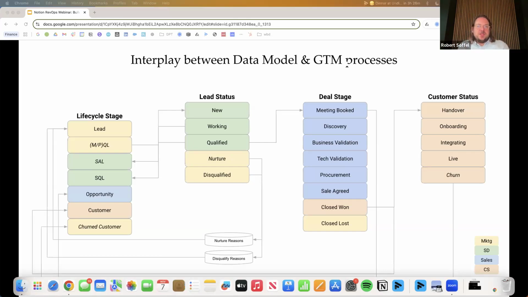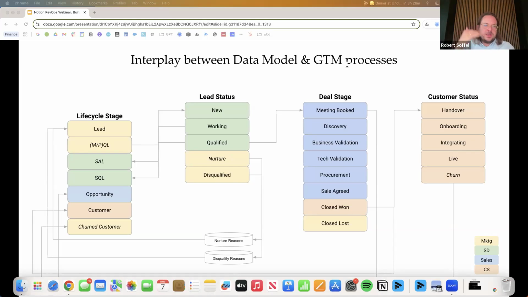Each function lives within their respective areas. You've got SDRs, for example, in the lead qualification. You've got sales in the deal stages, the sales process, and you've got CS living in the customer status side of things. But the takeaway here is that all of these things are intertwined, number one, and they all roll up into the lifecycle stage, right? So this is why it's so important to methodically go through and map out the lifecycle stage, map out your data model, understand, for example, on the lead stage, what should our qualification process look like?